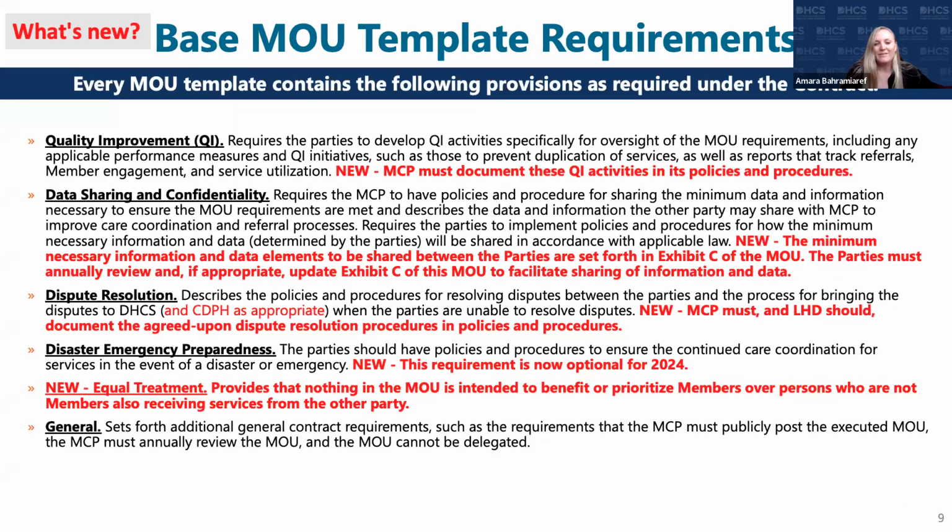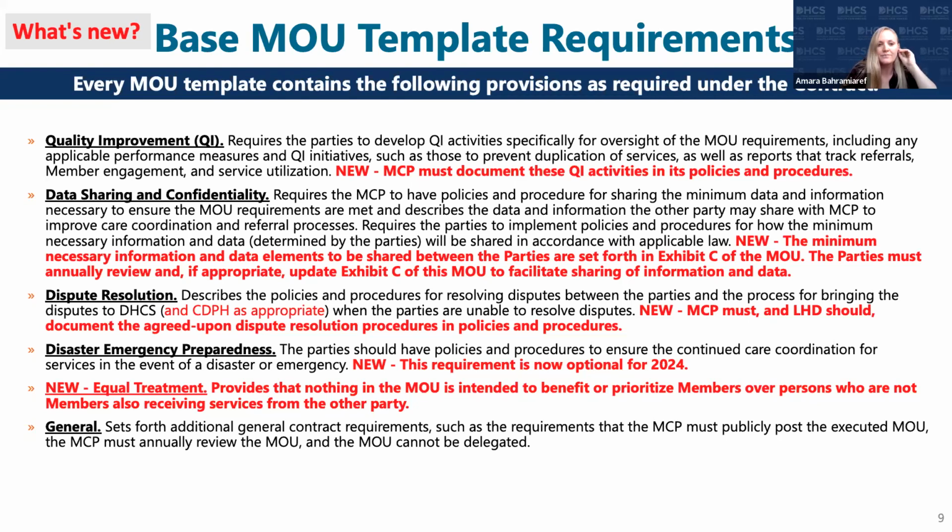All right, we added in some modifications to the quality improvement section that the MCP must document quality activities in policies and procedures. Data sharing and confidentiality section, this is an area we received quite a bit of feedback on, and so we've made some modifications that the minimum necessary information and data elements to be shared between the parties are set forth in Exhibit C of the MOU. The parties must annually review and, if appropriate, update Exhibit C of the MOU to facilitate sharing of information and data. We've also made some modifications to the dispute resolution section that disputes may be appropriately forwarded to our partners at CDPH.